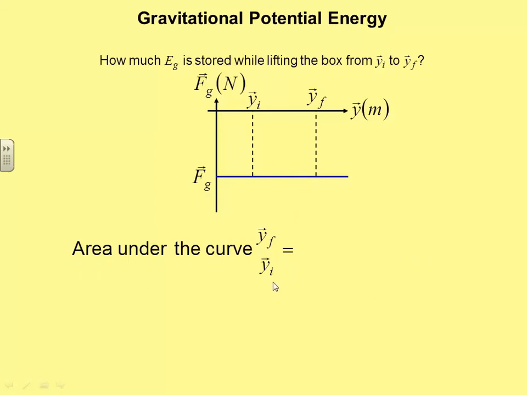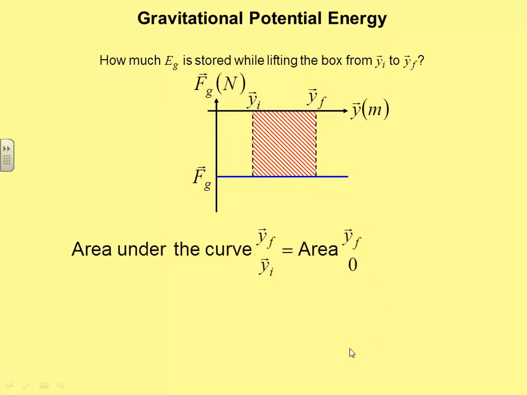So we could find the area under the curve from yi to yf by first finding the area from 0 to yf, that's the big area, and then subtracting off the area from 0 to yi. I know this seems like a more complex procedure, but this is calculus. So let's go over that again. We could find the area under the curve from yi to yf by taking the area from 0 to yf, that big rectangle, and subtracting off the area from 0 to yi, the little rectangle, and that'll leave us with this rectangle.